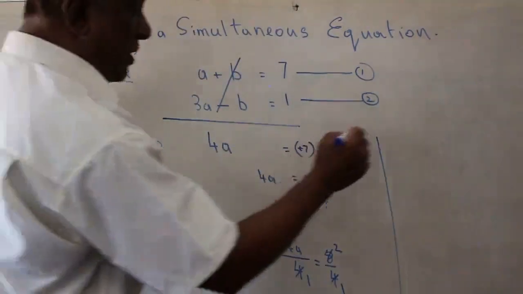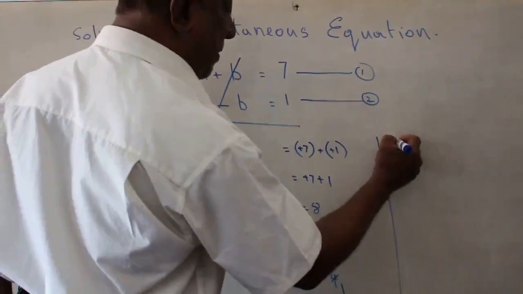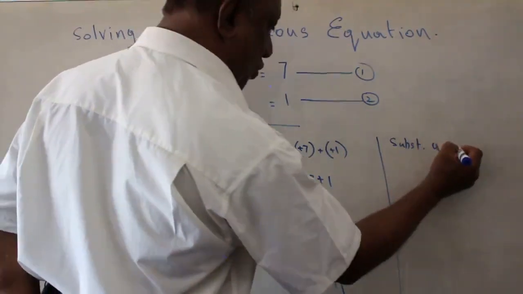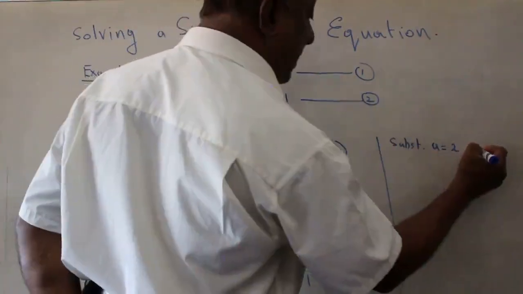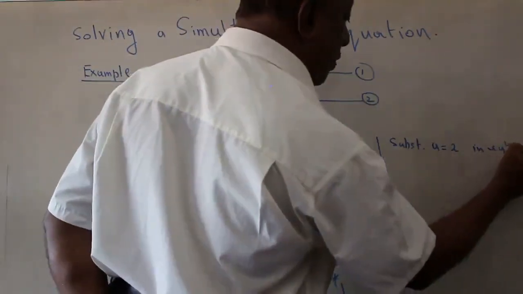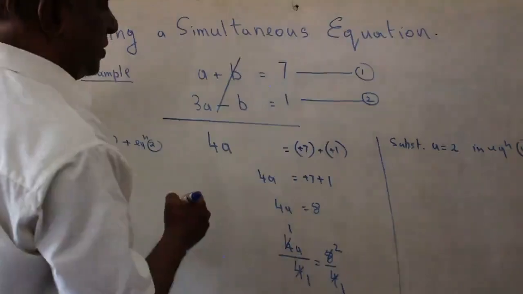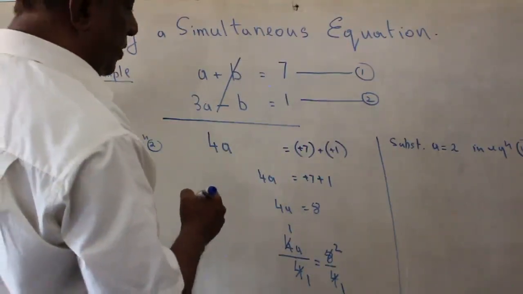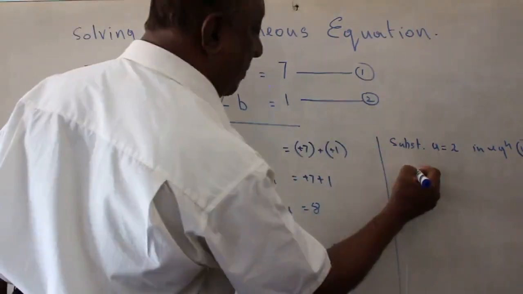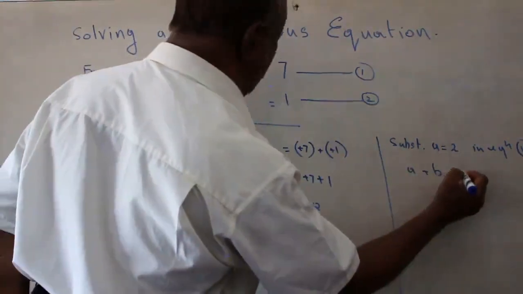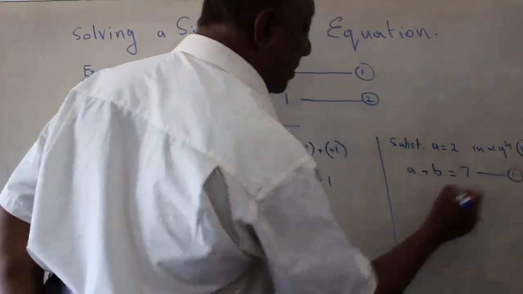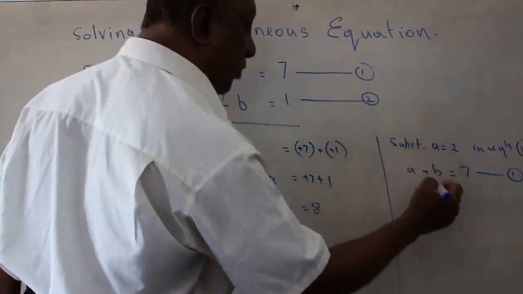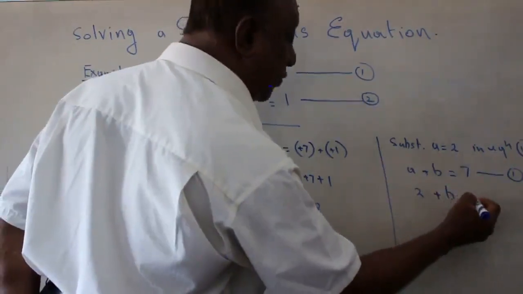Now the next part will be to substitute a equals 2 in equation 1. What is equation 1? A plus b is equal to 7. That is equation 1. Instead of a, I am going to put 2. That is substituting. Instead of a, I am putting 2, plus b is equal to 7.